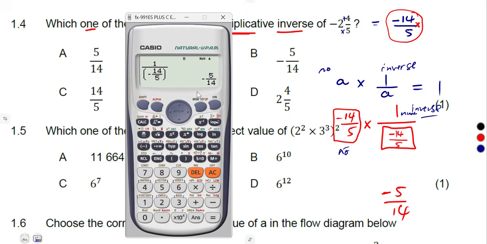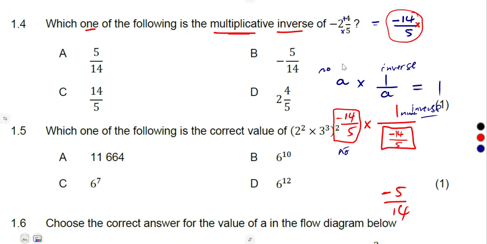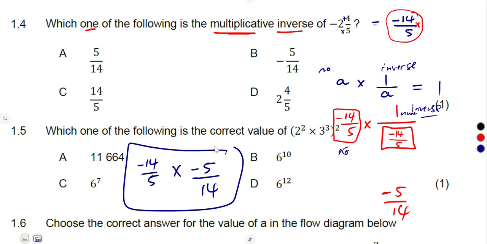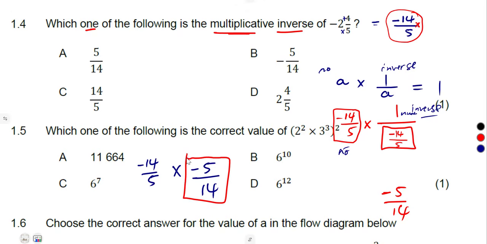So meaning to say, if I am to multiply the number that I was given here, the negative 14 over 5, to this simplest value that I obtained, 1 over negative 14 over 5, which gave us negative 5 over 14, if we multiply these two, we must obtain a 1. If we do not obtain a 1, therefore it means it's not a multiplicative inverse. So let's prove that one.